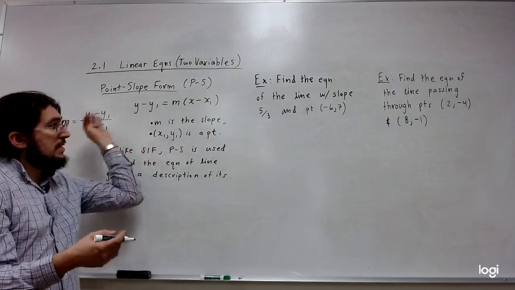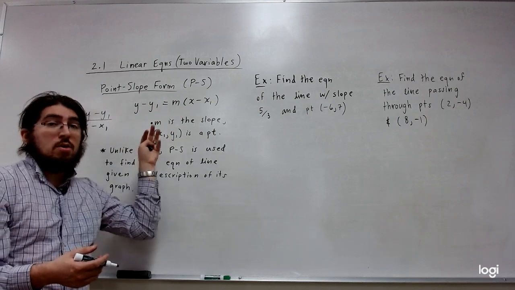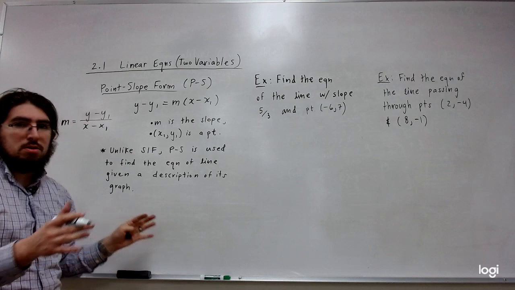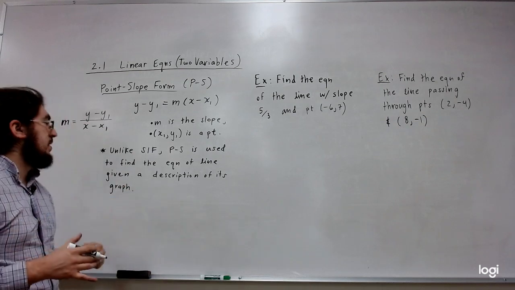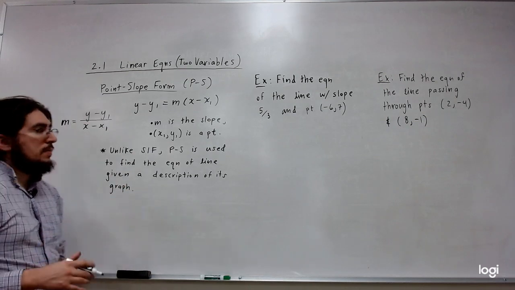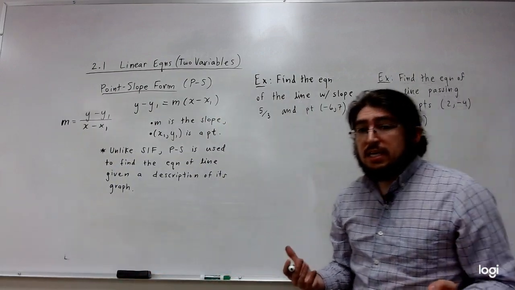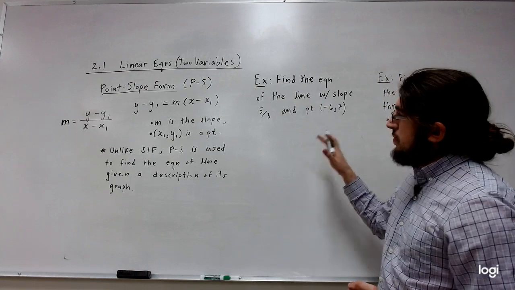But the whole point is this actually explains why the coefficient of x in slope-intercept form is indeed the slope. So it's all logically closed. Great. All right, so now let's move on with some examples and actually see what I'm talking about when I say we'll find the equation given the description of the graph.